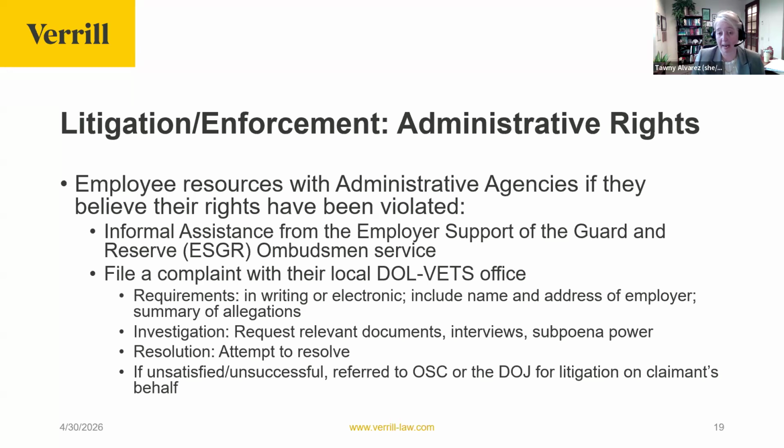They have subpoena power, both individually as an agency, and they can go to the federal courts and get a federal court subpoena. And they're going to attempt to resolve the matter. If they're unsuccessful, then, as Erik mentioned, you then potentially go to the Office of Solicitor General or the DOJ for litigation on the claimant's behalf. If, however, DOJ says, nah, we're not interested, don't worry, the case doesn't end there.